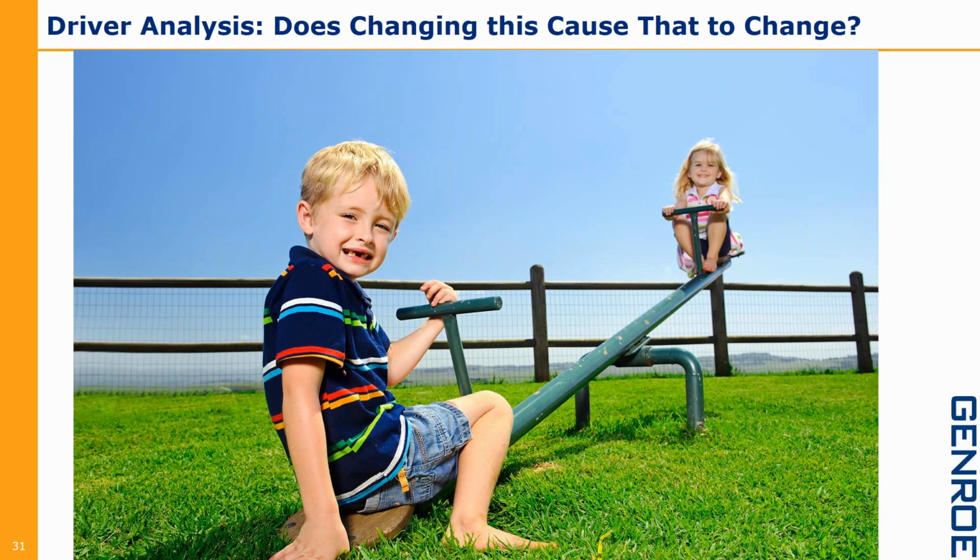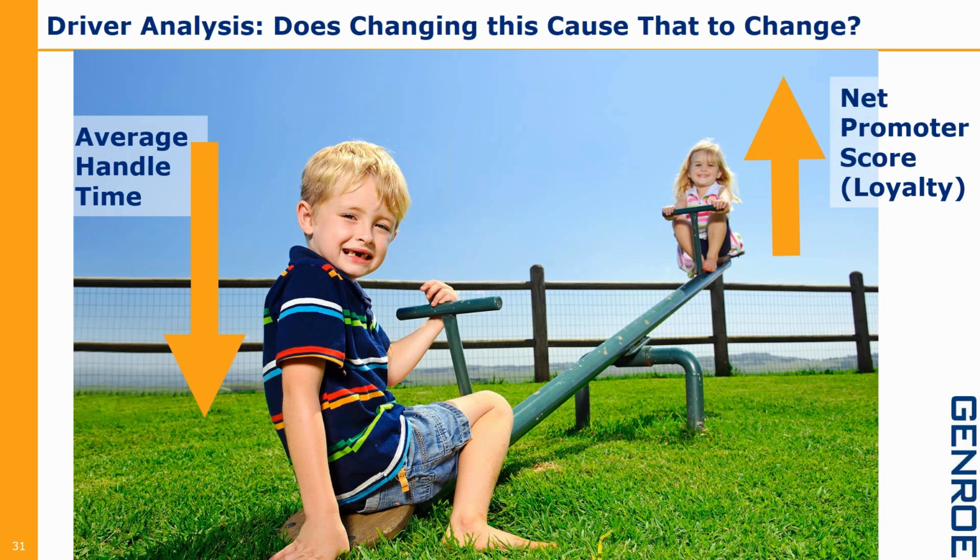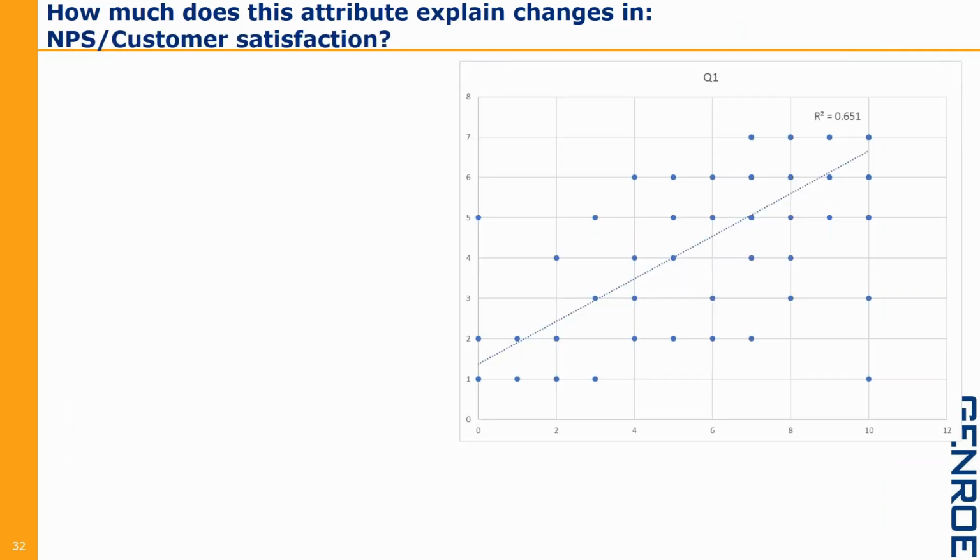The last thing I want to kind of delve into is this idea as to, does changing this cause that to change? So it's really driver analysis, and the kind of standard or most common idea about this is, if I change this attribute, does that attribute change? So if my average handle time goes down, will my net promoter score go up? We need to know that because there's a payoff. If we're going to have a shorter average handle time, we need to have more resources, it costs more, we need to make sure there's going to be some loyalty coming at the end. So we need to know whether that's a driver or not.